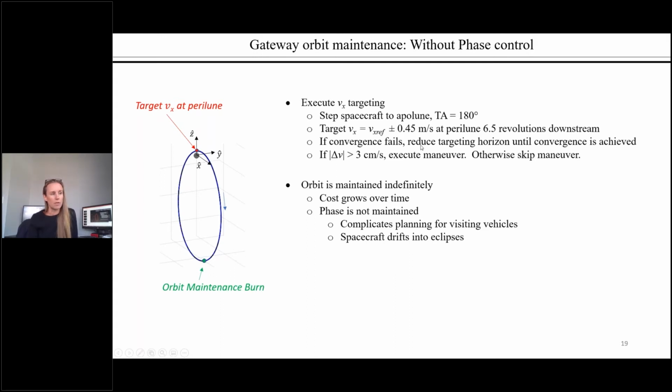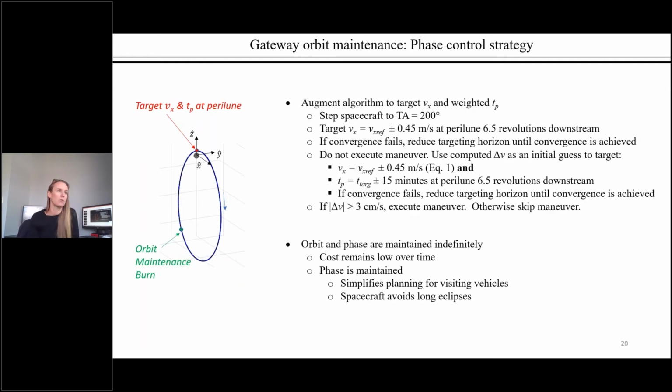And if our convergence fails, we reduce the targeting horizon until the convergence is achieved, and we execute the maneuver if it is below a threshold. Otherwise, we skip the maneuver. And with this, as I just showed you, we can maintain the orbit indefinitely, but the cost can grow over time and the phase is not maintained. So instead, we augment the orbit maintenance algorithm with a phase control strategy.